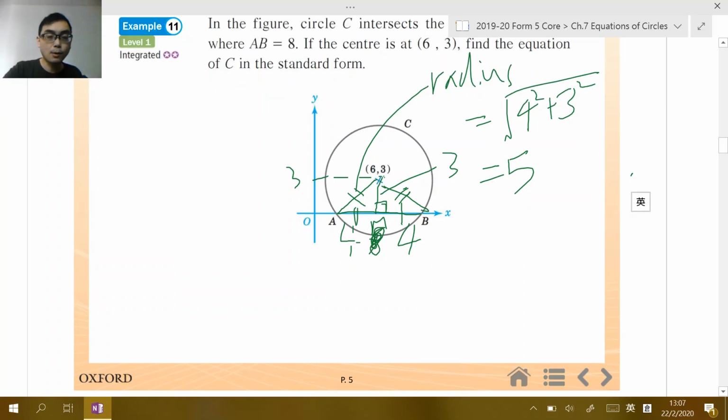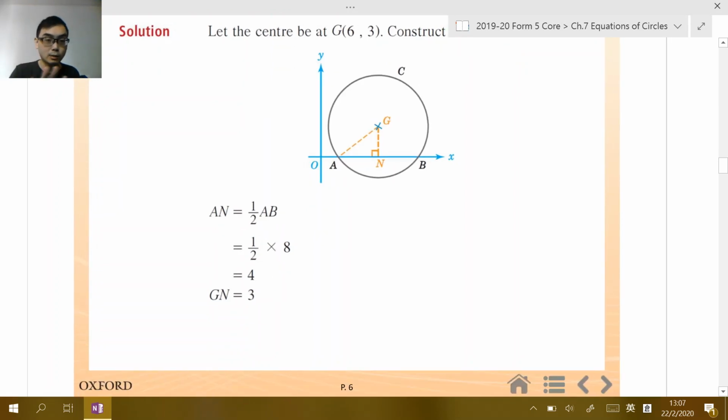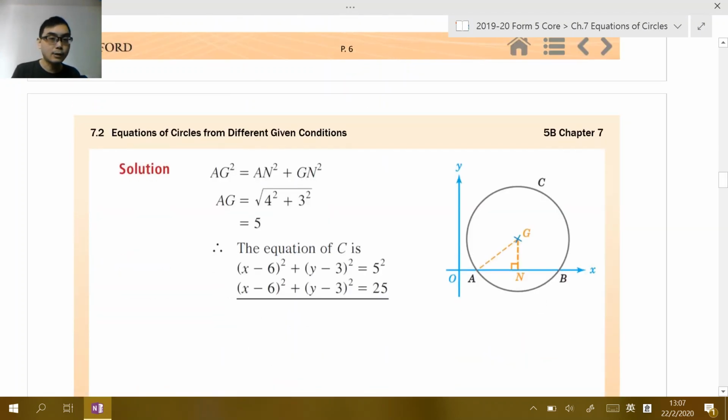So you can see the book also writes something similar to me. We draw the figure, but you don't need to write so many words here, you can just show it using the figure. And the book does not write any reason, it just states that AN is 4 and GN is 3, so the radius is 5. Then after you've got 5, you put it back into the formula to get the equation. Very easy, no matter in standard form or general form.